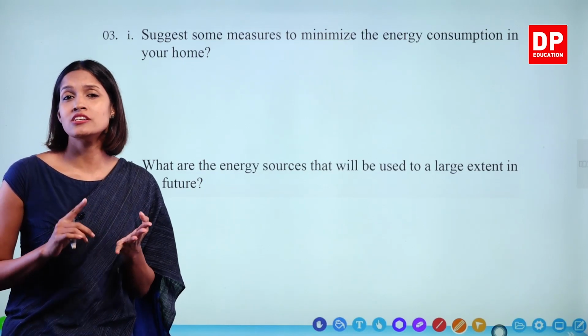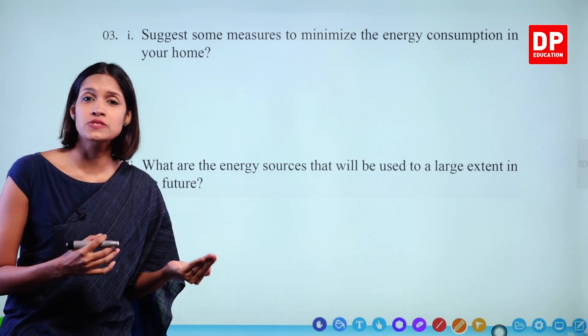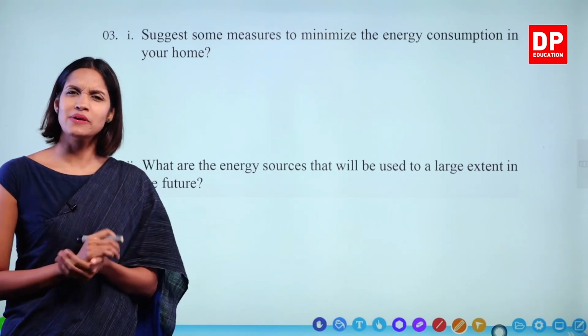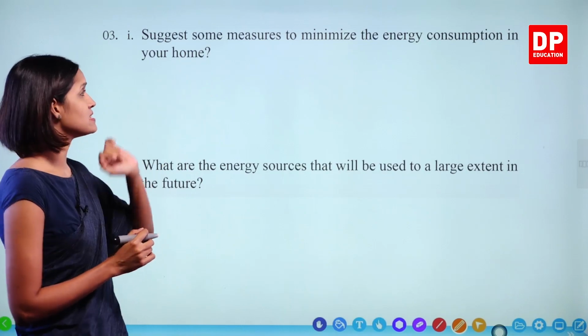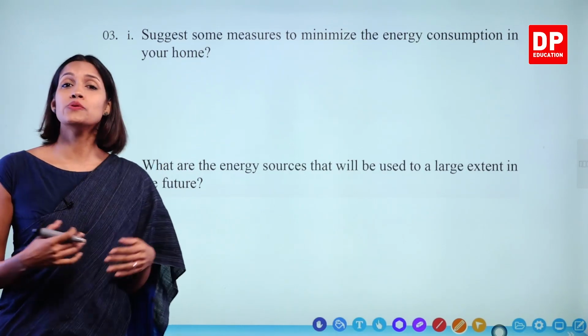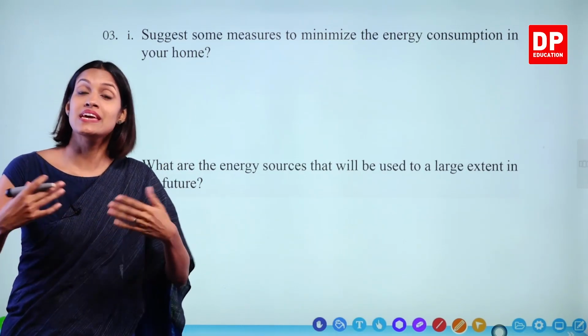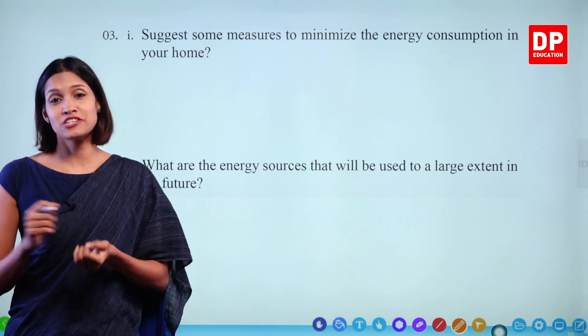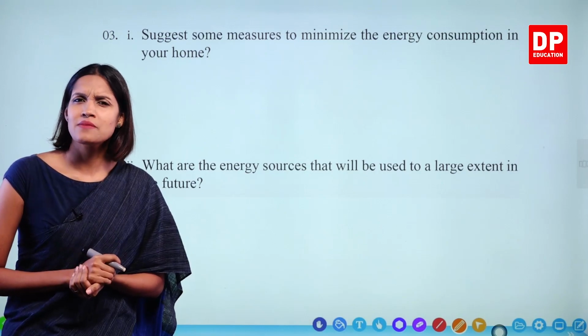We can turn off the lights when we don't use them. We can turn off the fans when we don't use them. What are the other methods that we can use to minimize this energy consumption? So during the daytime, we can use the daylight or natural light instead of lighting electric bulbs. What are the other examples, children?